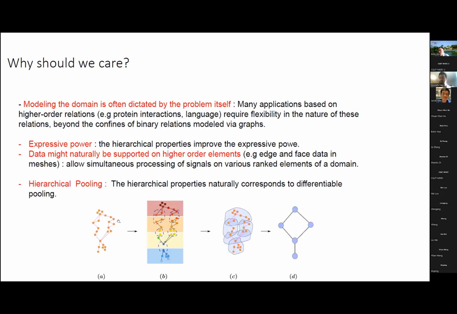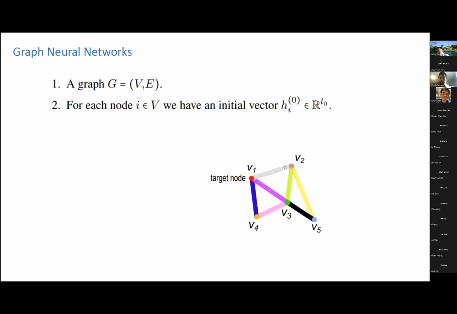Also, one of the things we're going to talk about today is hierarchical pooling. So let's say you are given this graph, and you want to pool this data to coarsen the signal from the vertices to maybe a skeletonized version of this graph. Then you can use the hierarchical properties. So the hierarchical properties naturally correspond to differentiable pooling. So these are some of the reasons why one should care about higher order models. Hopefully, I'm going to convince you by the end of this talk that this is the case.